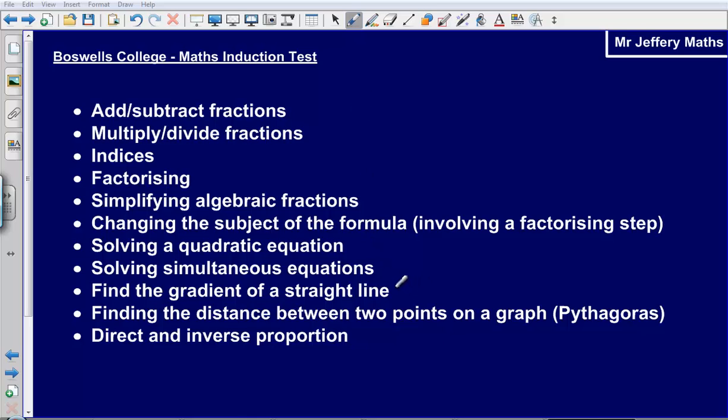In this video we're going to be taking a look at two things. We're going to be taking a look at finding the gradient of a straight line and also finding the distance between 2 points on a graph, which is really just basic Pythagoras.